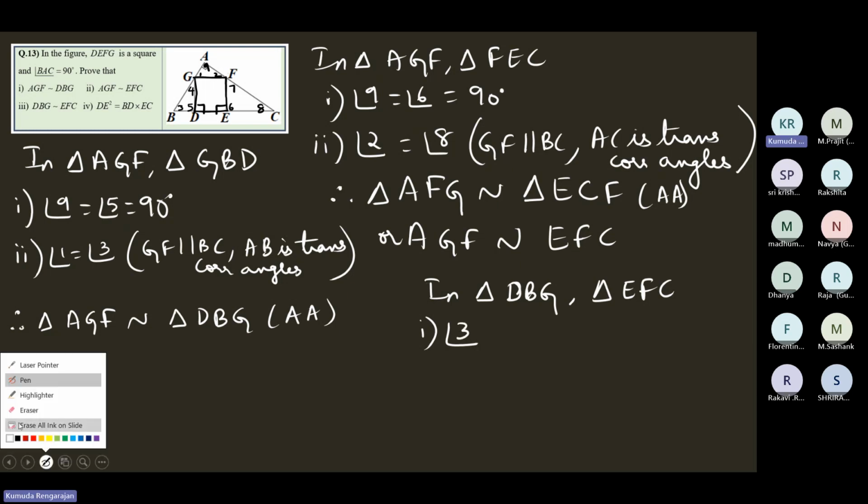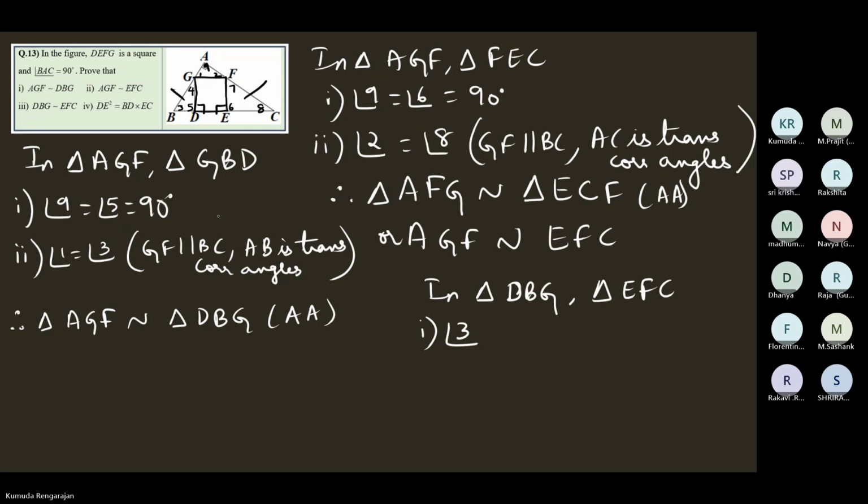See, we are talking about these two triangles, children. DBG, we are talking about this triangle and this triangle. DBG on the left side and EFC on the right side. We're trying to show that these two triangles are similar. So directly we have angle 5 is equal to angle 6, 90. Angle 5 of this triangle is equal to angle 6 of this triangle, 90. If you don't have any direct information, this is what you should do.